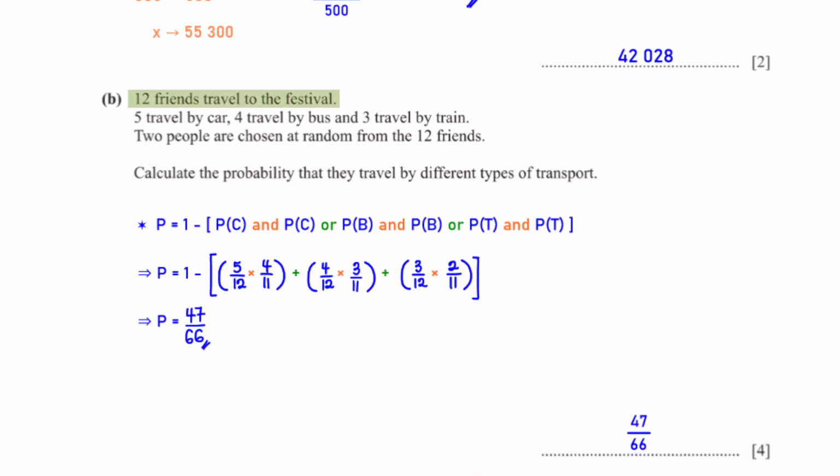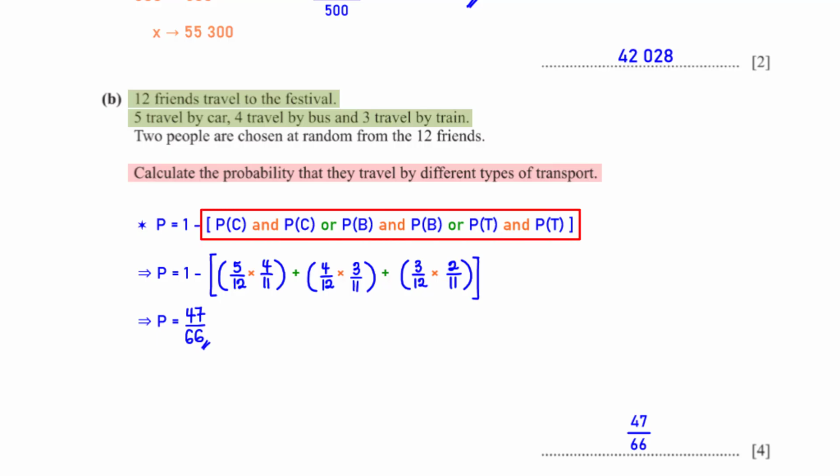12 friends travel to the festival. 5 travel by car, 4 travel by bus, and 3 travel by train. 2 people are chosen at random from the 12 friends. Calculate the probability that they travel by different types of transport. One way we can go about this is to find the probability that the 2 friends chosen travel by the same transport and subtract from 1.